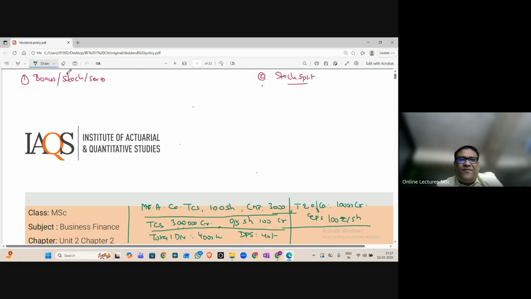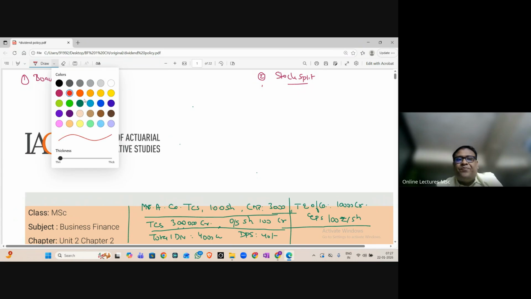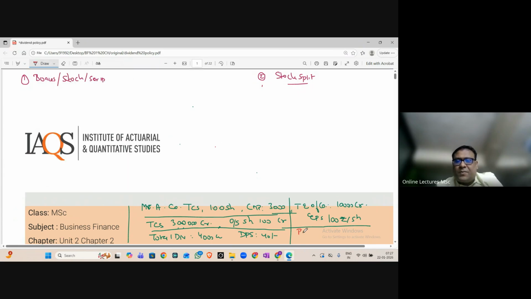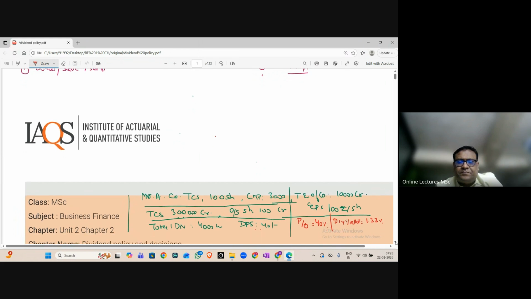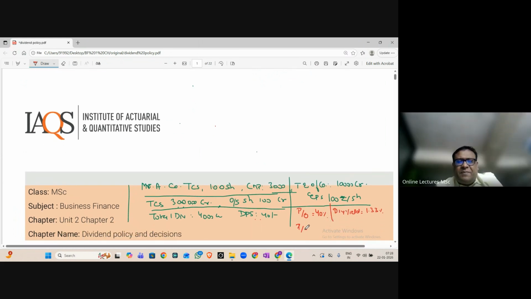I would like to have the payout right now. 40 on 100 is a 40% payout. I would like to have the dividend yield. The dividend yield would be dividend upon market price. 40 upon 3,000 is a 1.33%. Correct. Maybe I'll like to have a PE multiple. The PE multiple will be MPS upon EPS, that would be 3,000 by 100, that's 30 times. Correct.